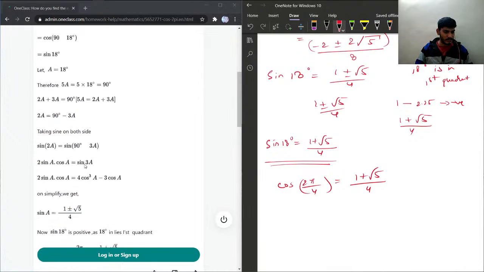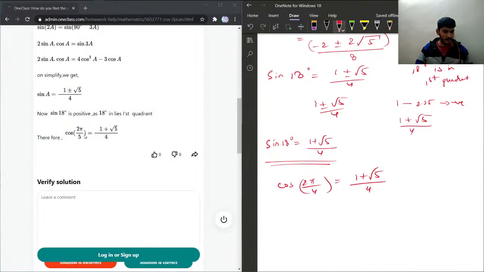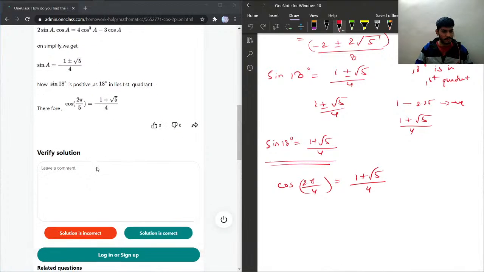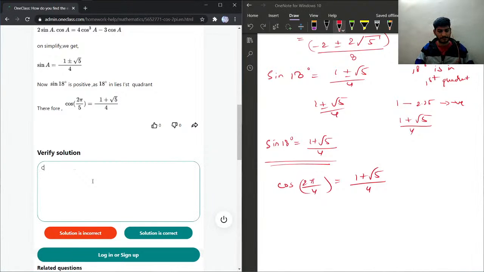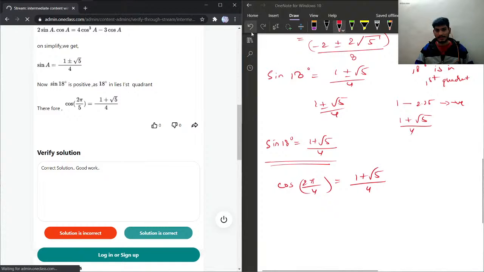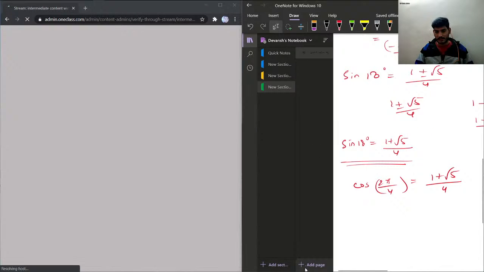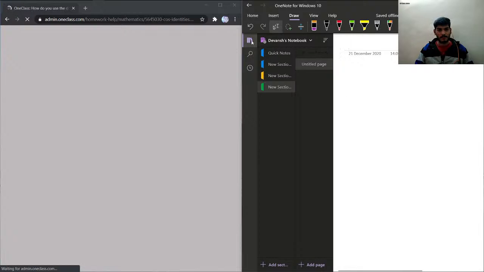And let's look at the solution given by the junior tutor. So the solution is correct. We'll go for question number 2.